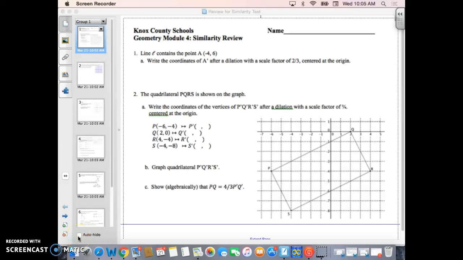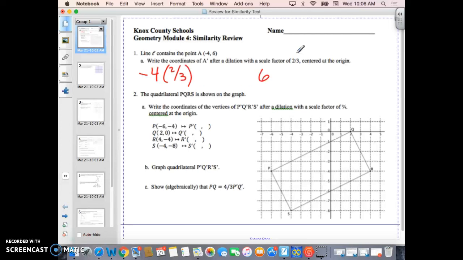All right, so this is a review for the similarity test, which you're taking on Friday. If line L contains the points -4, 6, write the coordinates of A after a dilation with a scale factor of 2/3. Basically all you do is you take your scale factor and multiply it by each of the coordinates. So it'll be -4 times 2/3 and 6 times 2/3, and those will be my new coordinates. So this is -8/3, and this one's 4. So my new coordinates, you want to write it as a coordinate point of A prime, are -8/3, comma 4.